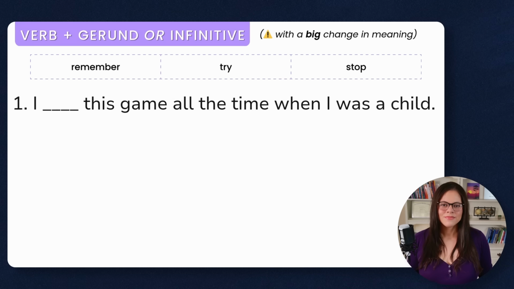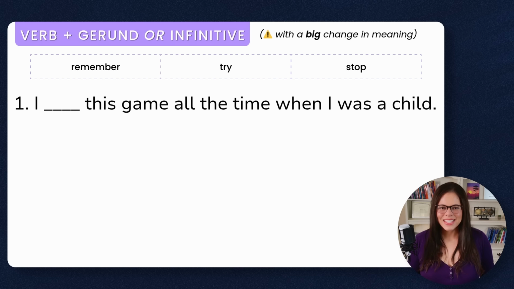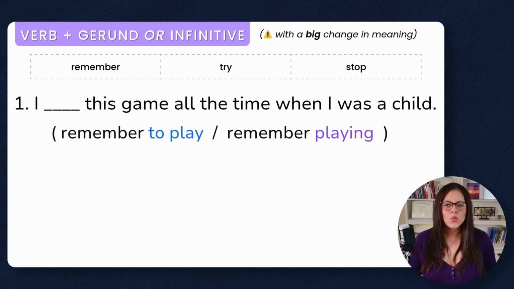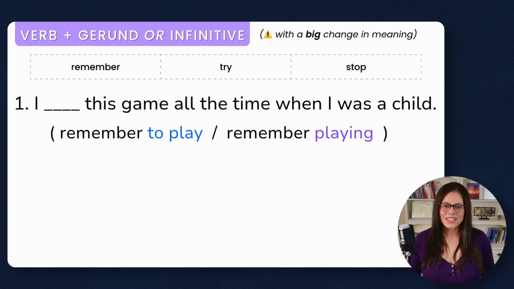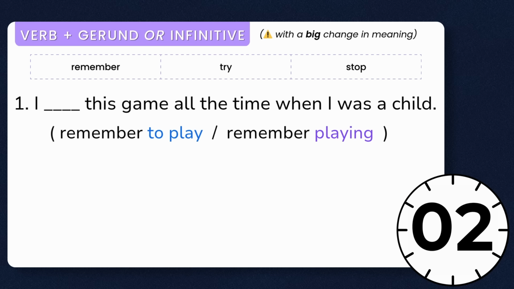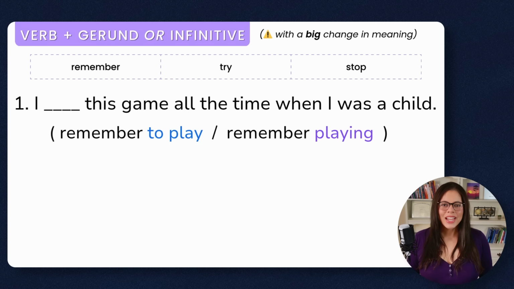Number 1, blank this game all the time when I was a child. Both are grammatically correct, but which one makes sense in this context? Remember to play or remember playing? The correct answer is remember playing.